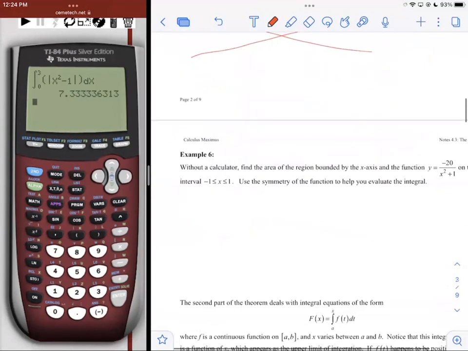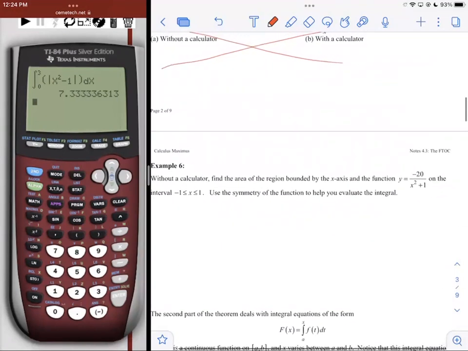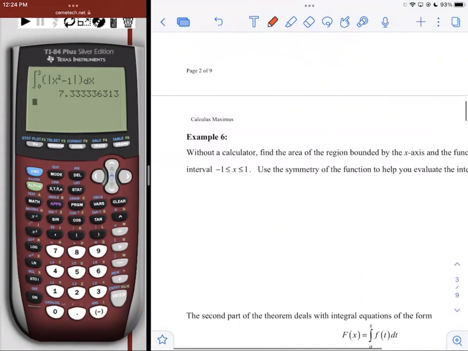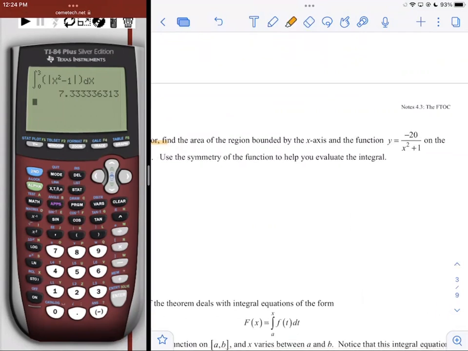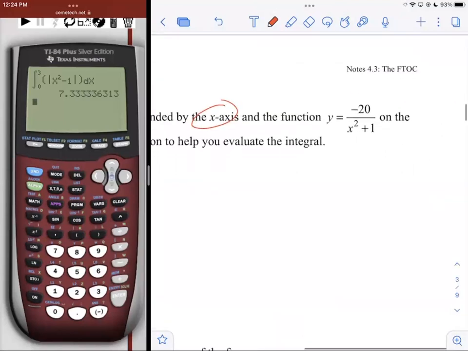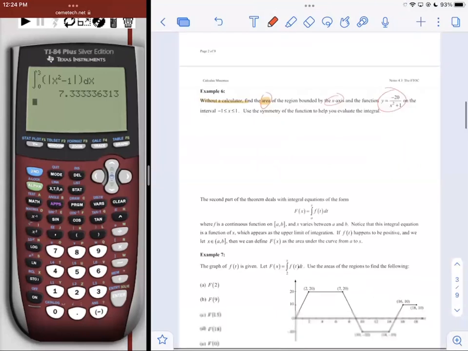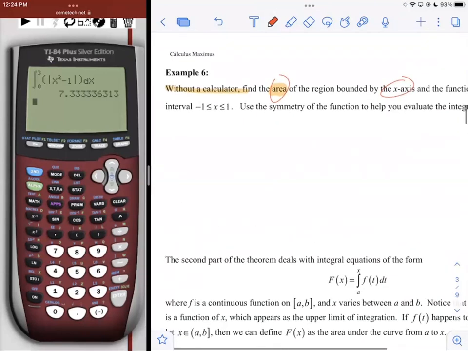Okay, cool. Letter 6. Let's do this one. Without a calculator, find the area of the region bounded by the x-axis. So I did read the word area, didn't I? Yes. So it's our job to make sure it's positive. The region is bounded by the x-axis, so that's y equals 0, and the function -20 over x squared plus 1 on the interval from -1 to 1. Use symmetry if you can.